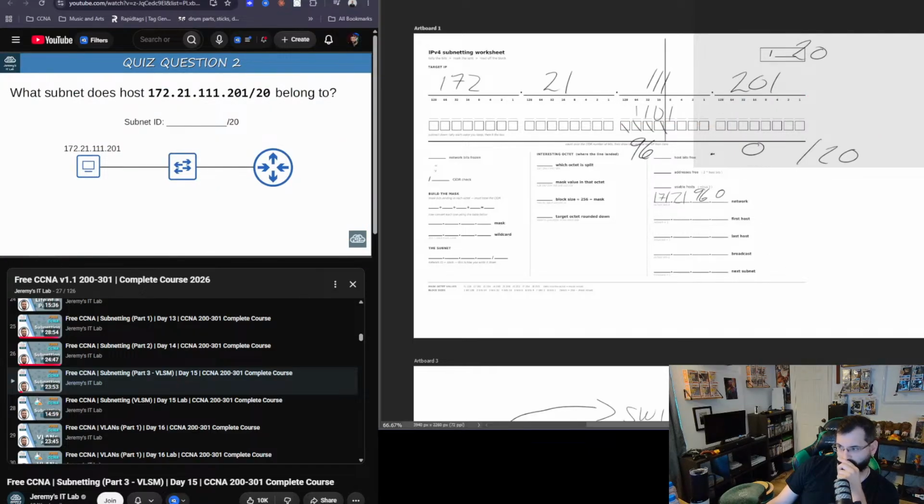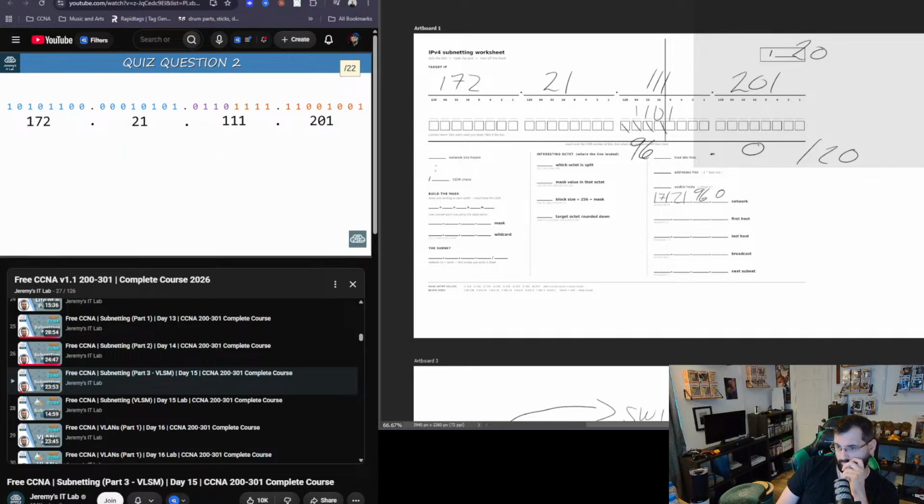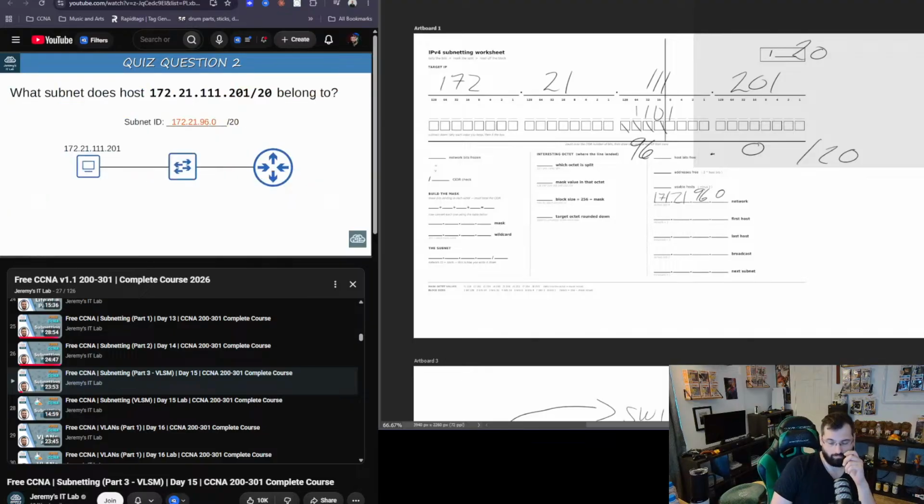What subnet does host 172.21.111.201/20 belong to? I got this one correct. These questions are easy if you remember the steps I taught you. First, write out the address in binary like this. Then, change all of the host bits to 0. Convert the address back to dotted decimal, and that's the answer. So, host 172.21.111.201/20 belongs to the subnet 172.21.96.0/20. Let's check the answer for question 3 next.